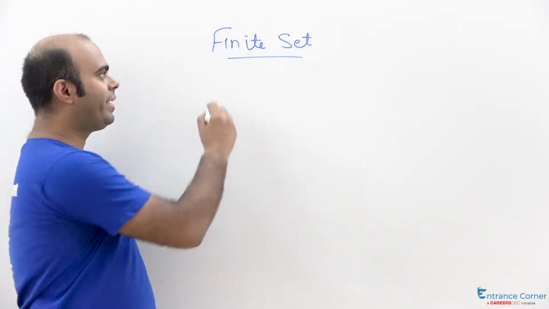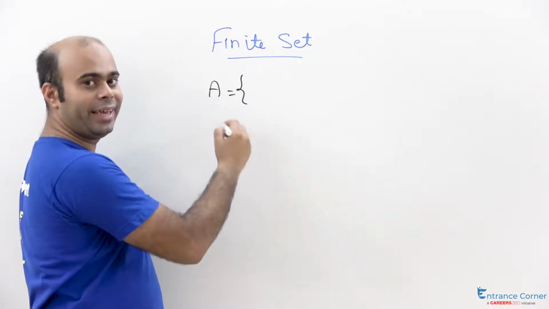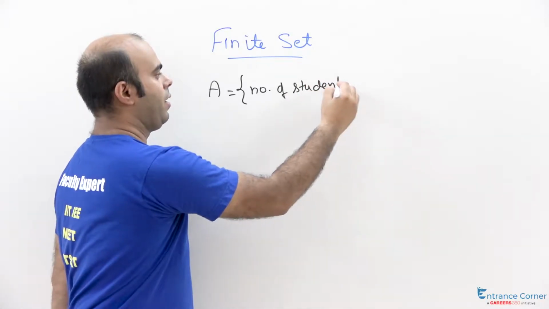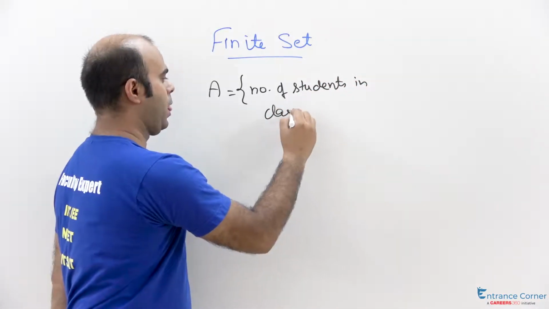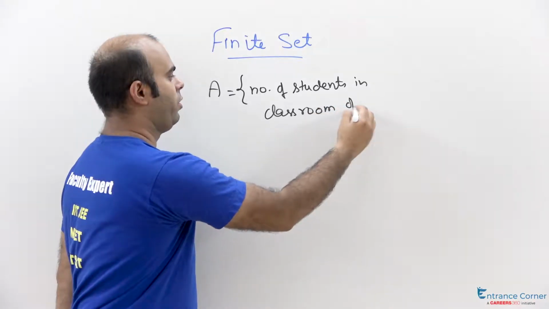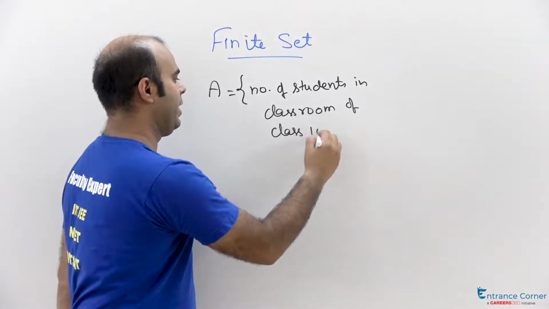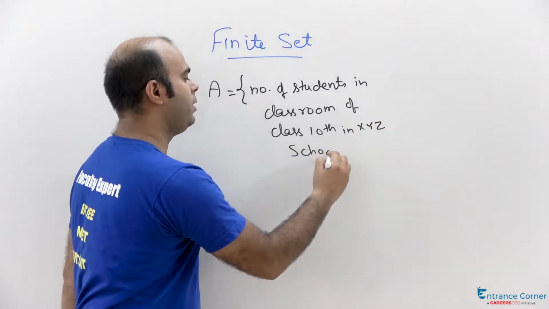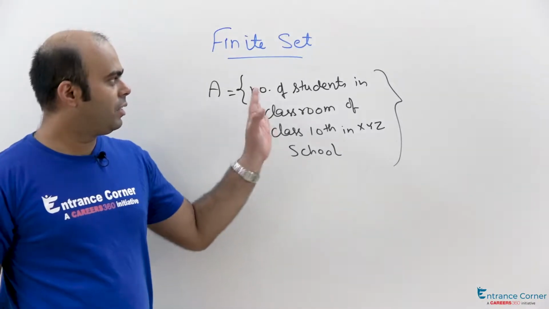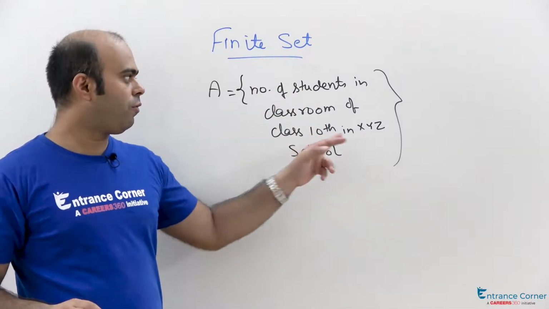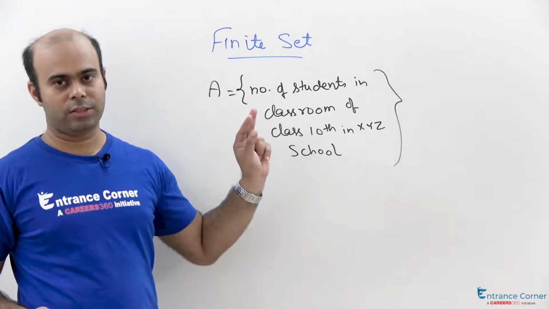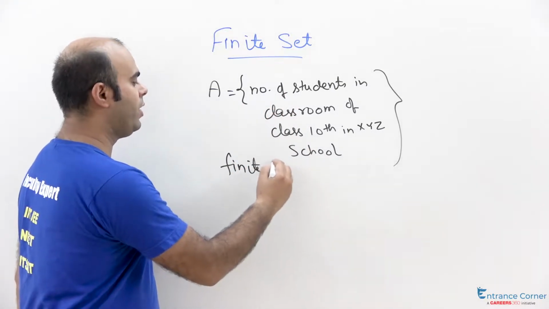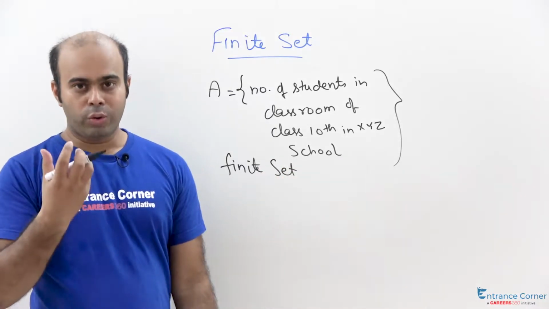For example, if we take a set A which contains the number of students in the classroom of class 10th in XYZ school. So what does it actually mean? Which means that you can count the number of students of this particular school in this class. So you say that it is a finite set because this value will give you some countable value.